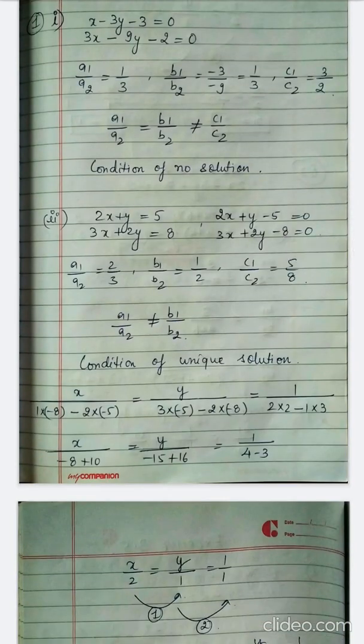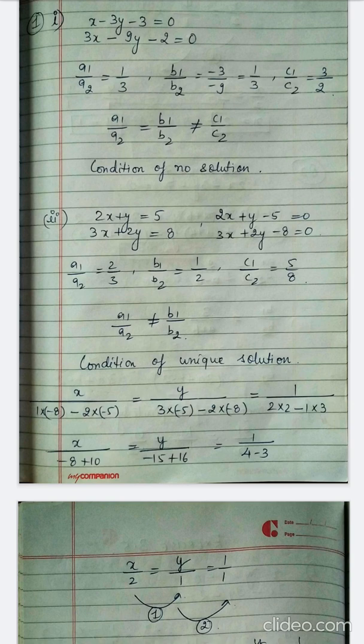Further, in the second pair, 2x + y - 5 = 0 and 3x + 2y - 8 = 0. What we have to do first is take all the values to the left hand side. Here we make the ratio of the coefficients and we see that a1 upon a2 is not equal to b1 upon b2. Condition of unique solution. We apply the cross multiplication method here.